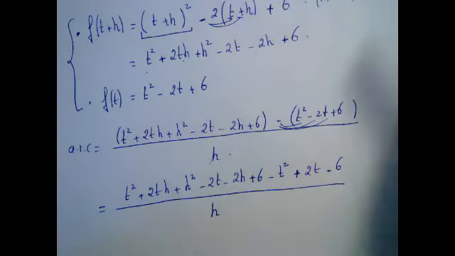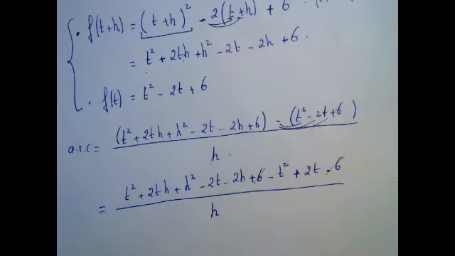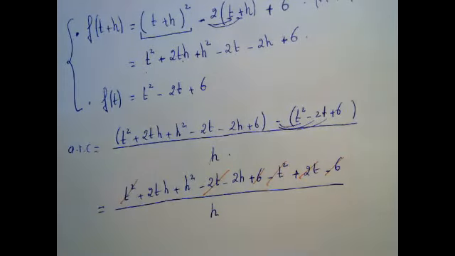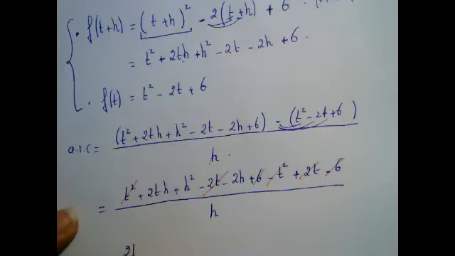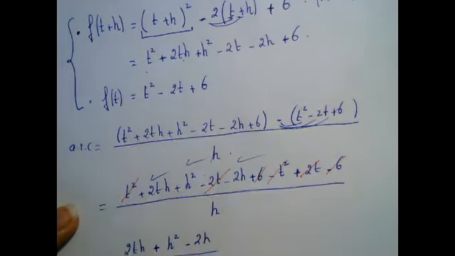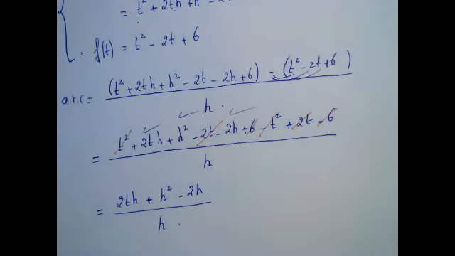Now I'm going to collect terms and see what I can get rid of. Plus 6, minus 6, cancel each other out. T squared, cancel each other out. Anything else? The 2t: plus 2t, minus 2t. Very good. So what I'm left with is 2th plus h squared minus 2h. I took care of that, and there is nothing else I can take care of. All right, I get that, which is very good.